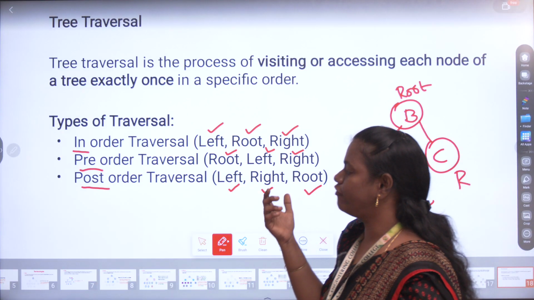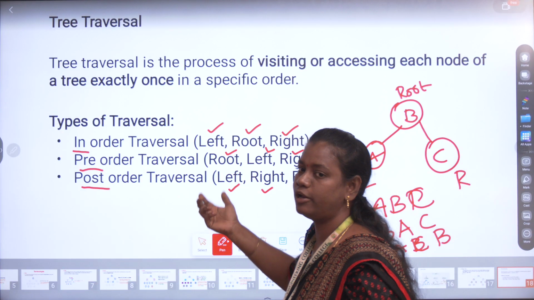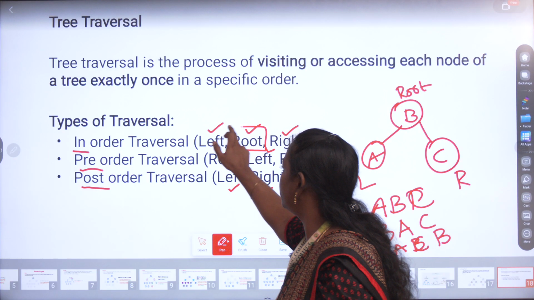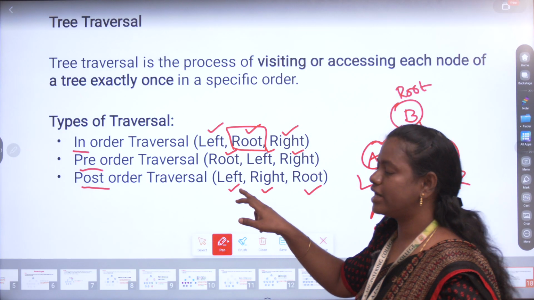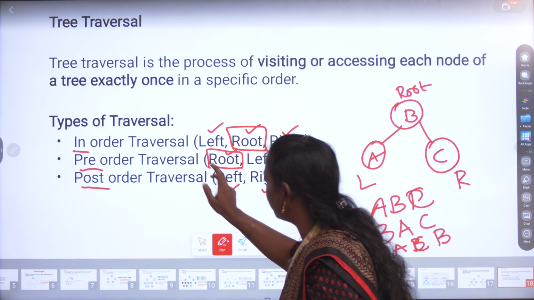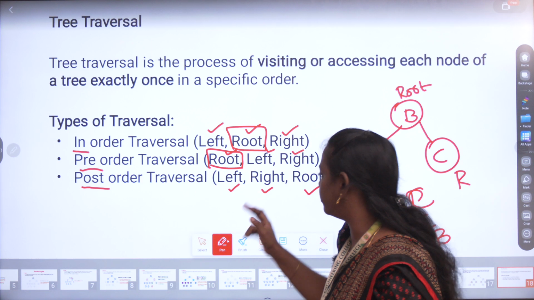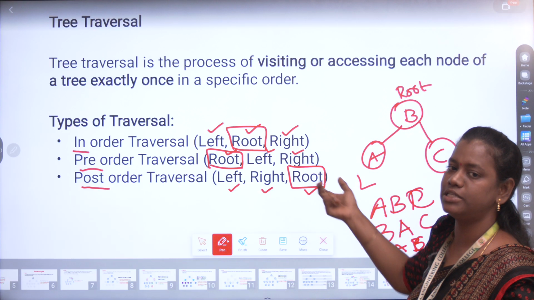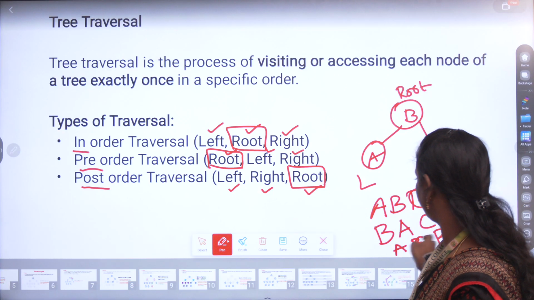In this, if you want to remember, you can use this trick. In-order traversal means in between you have the root node. Pre-order traversal, pre means before, so before we have the root node. Post means after, so at last you have the root node. Likewise, you need to remember this technique.